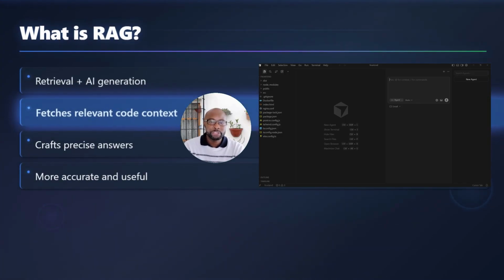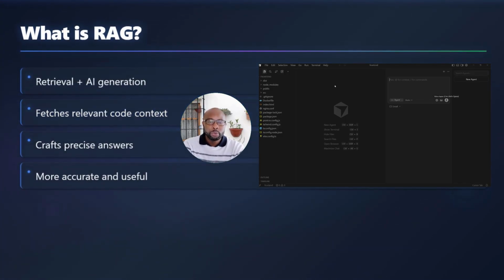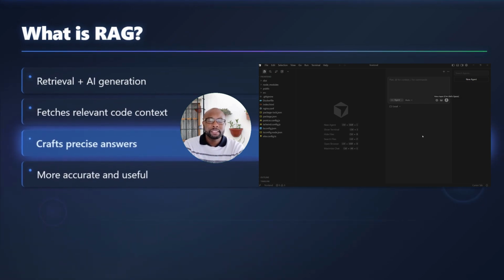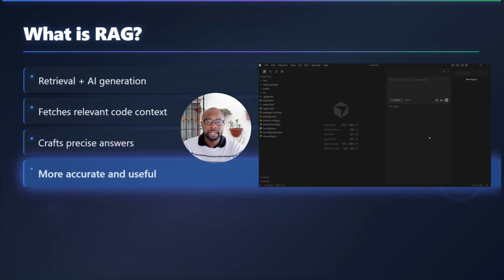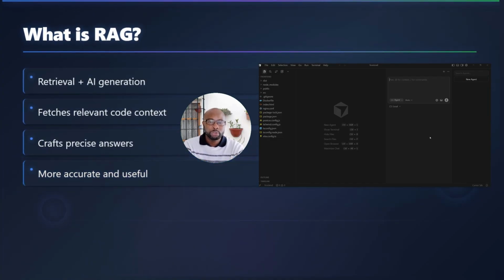Instead of just searching keywords, it fetches context from your codebase and then crafts a precise answer. This means fewer dead ends and more accurate results when hunting bugs or exploring code.